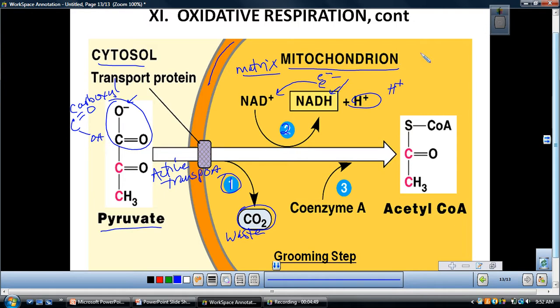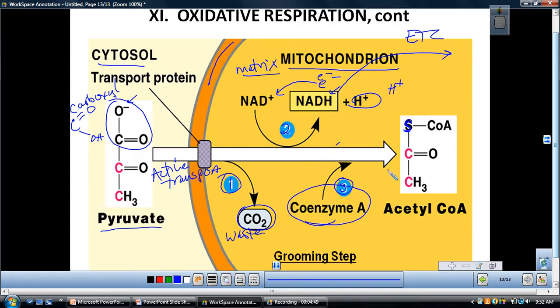Where do you think it's headed? Hopefully you said the ETC, because that's where all electron carriers go. Now, coenzyme A comes in as the third part, which is a sulfur-containing compound. That's where this S comes from. Coenzyme A is a sulfur-containing enzyme. It bonds to our 2-carbon molecule.